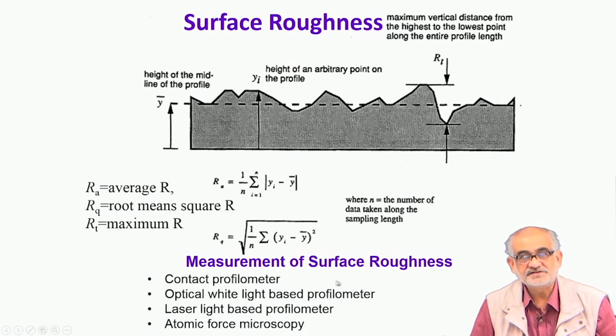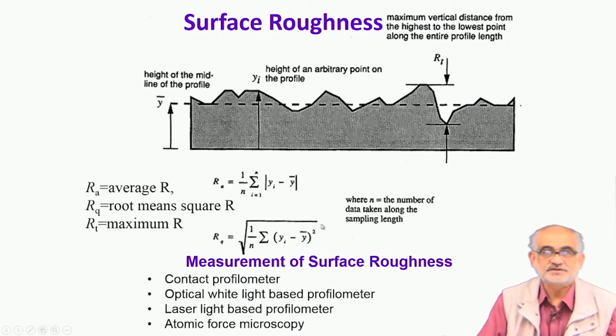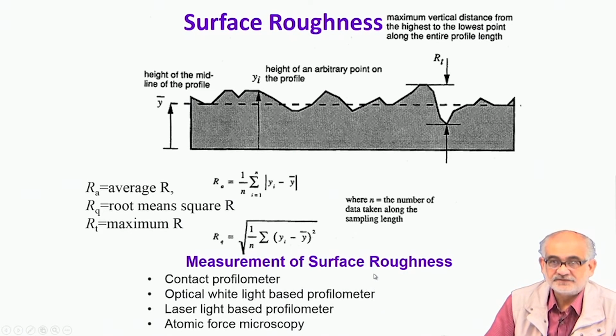So in order to measure these roughnesses, as I said, we use a contact profilometer. We can also use non-contact profilometers, like an optical white light based profilometer or a laser light based profilometer, even atomic force microscopy, where, if it's not in a tapping mode, the tip will not even touch the surface, but will still be able to measure the forces on the surface when it is brought into very close proximity to the solid surface that we are investigating.